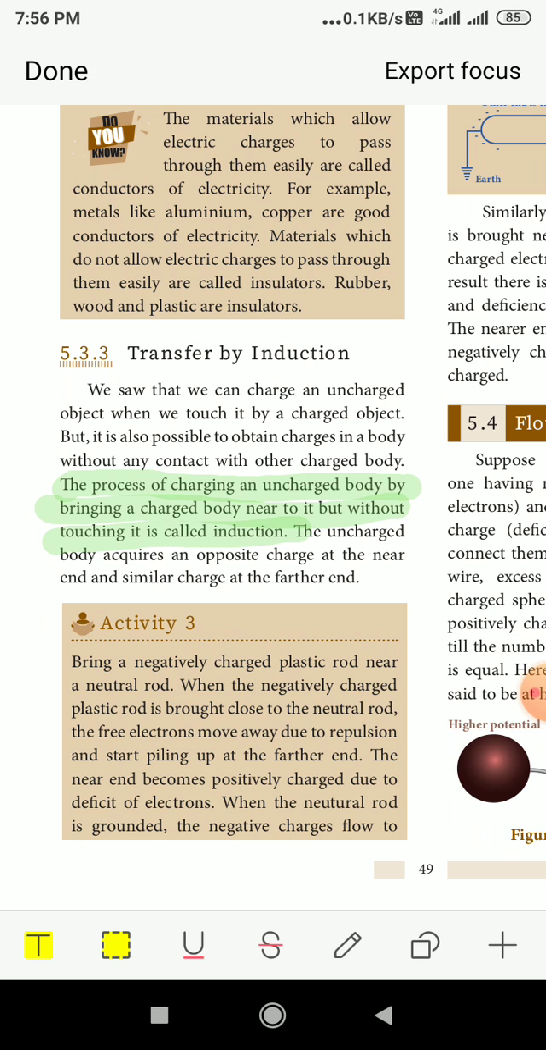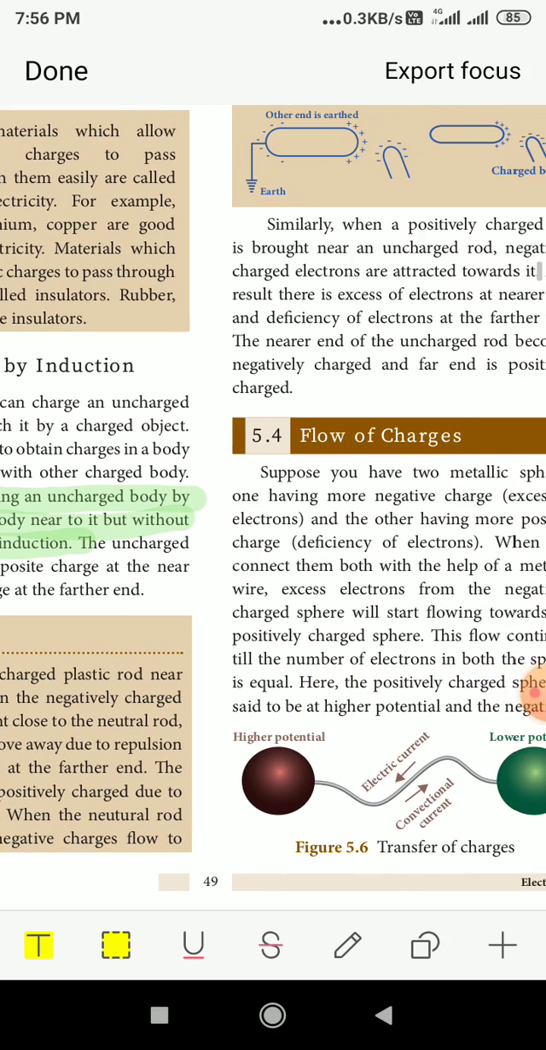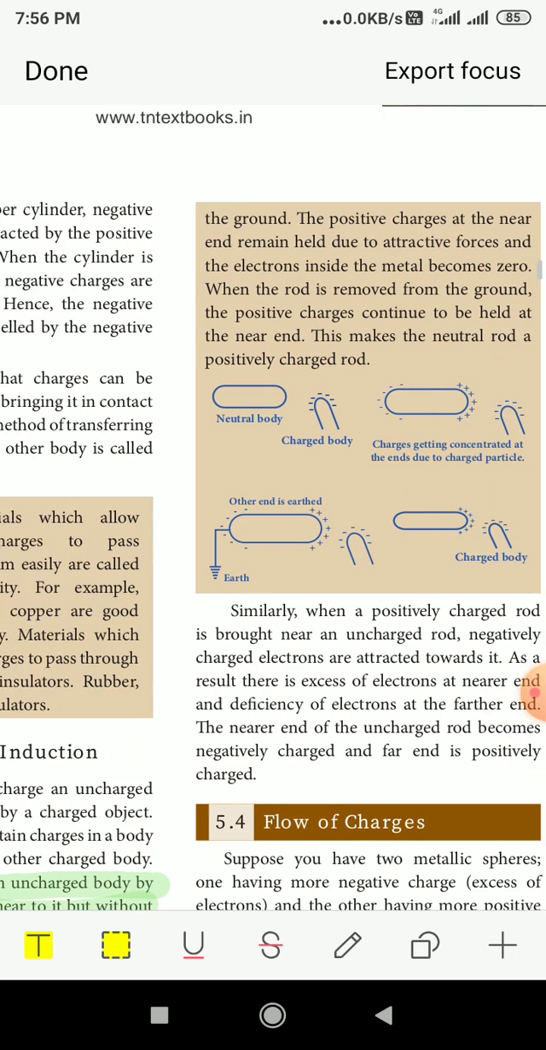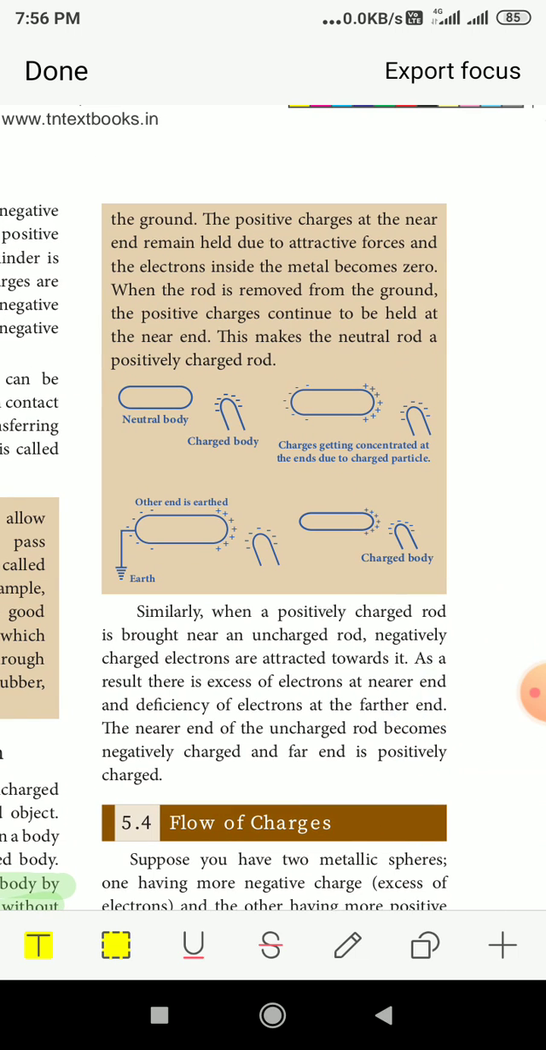Bring a negatively charged plastic rod near the neutral rod. When the negatively charged plastic rod is brought close to the neutral rod, the free electrons move away due to repulsion and start piling up at the further end. The near end becomes positively charged due to the deficit of electrons. While the neutral rod is grounded, the negative charges flow to the ground. The positive charges at the near end remain held due to the attractive forces, and the excess electrons inside the metal become zero. When the rod is removed from the ground, the positive charges continue to be held at the near end. This makes the neutral rod a positively charged rod.